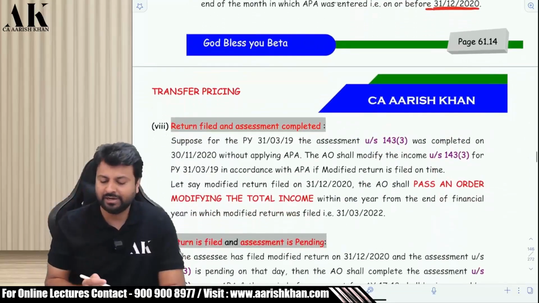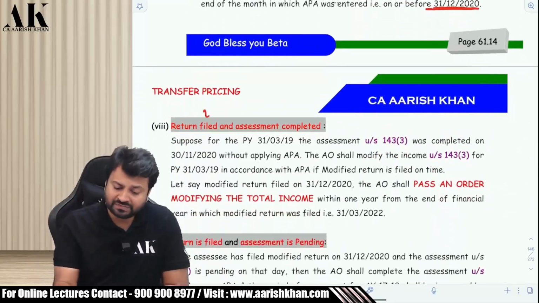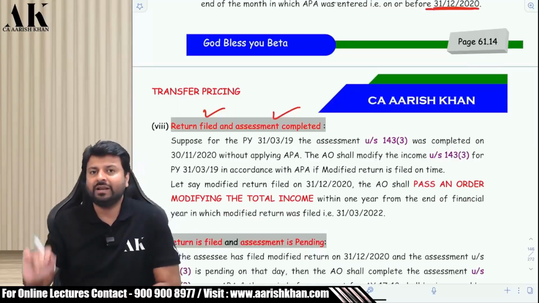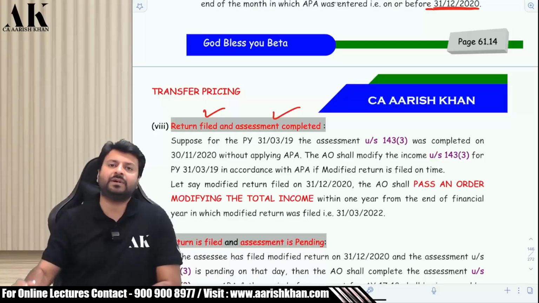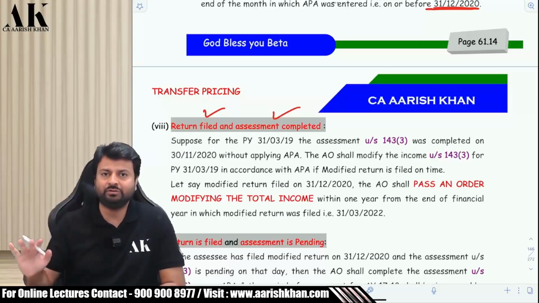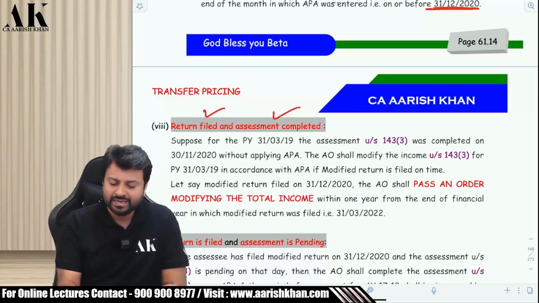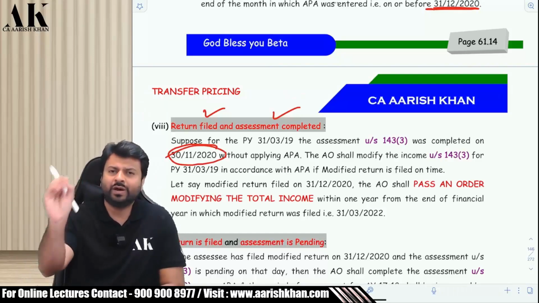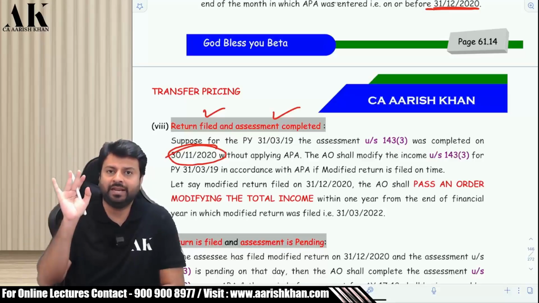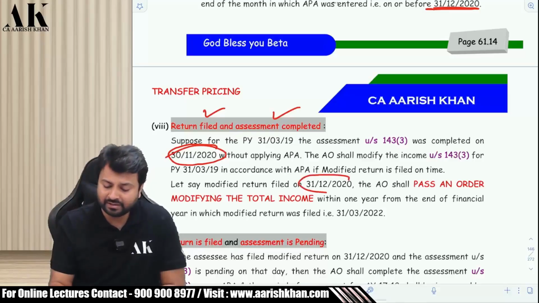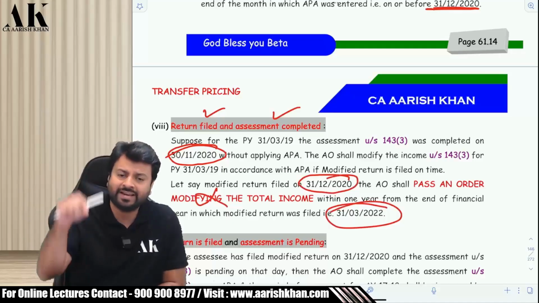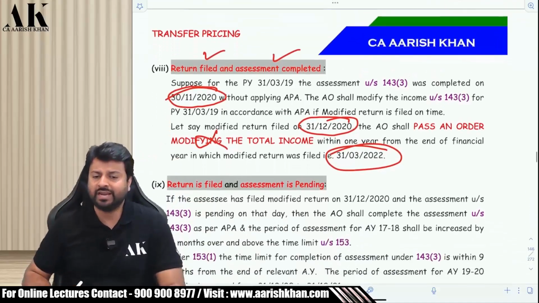Now there is a second possibility. The return is filed and the assessment is also completed before 31st December 2020. I can file the modified return till which date? Till 31st December 2020, I have the time to file the modified return, but the AO is in a hurry and completed the assessment on 30th November 2020 only. The assessee should not worry about it. The assessee has to do his job properly. The assessee should file the modified return by 31st December, and the AO will be bound to modify the assessment, and he will modify it within 1 year from the end of the financial year in which the return was furnished.